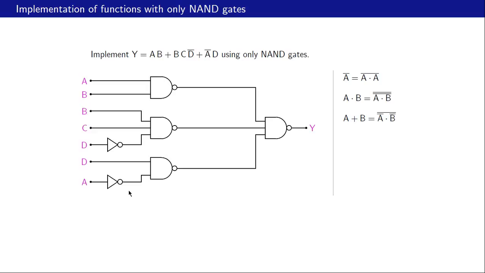And finally, we can replace these two inverters with NAND gates, and we have already seen how to do that. We take a NAND gate, tie the inputs together, and that serves as an inverter. Alright, so that is our complete implementation of this function Y using only NAND gates.